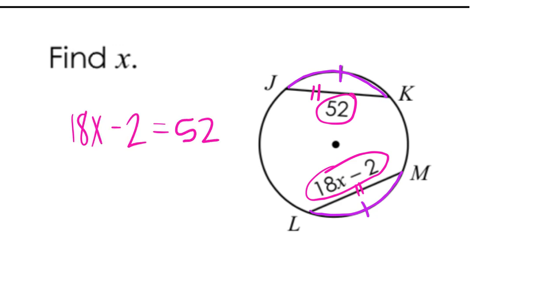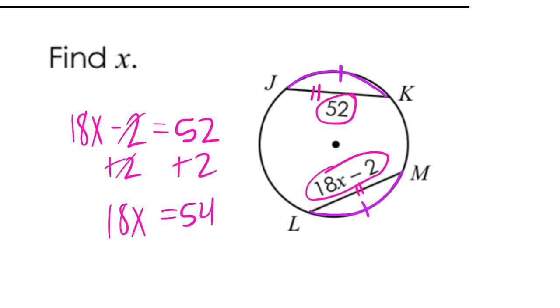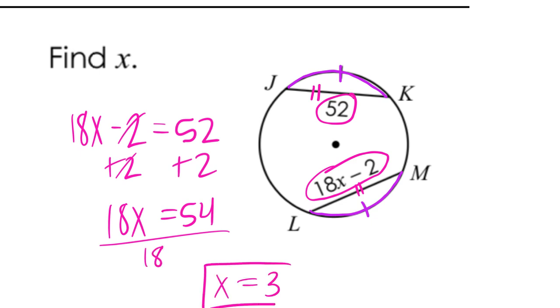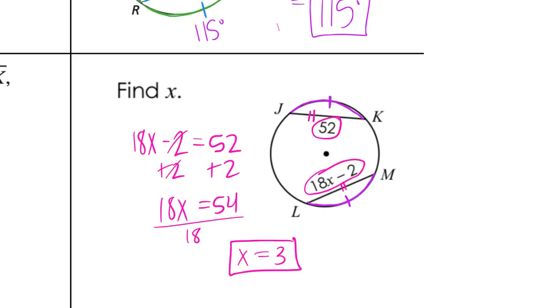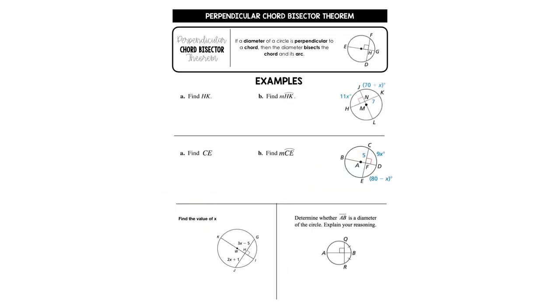And then we can just go ahead and solve this equation. So we'll add 2 to both sides. 18x equals 54, and then we can divide by 18. So x would equal 3. Okay, so let's go ahead and turn to the next page.